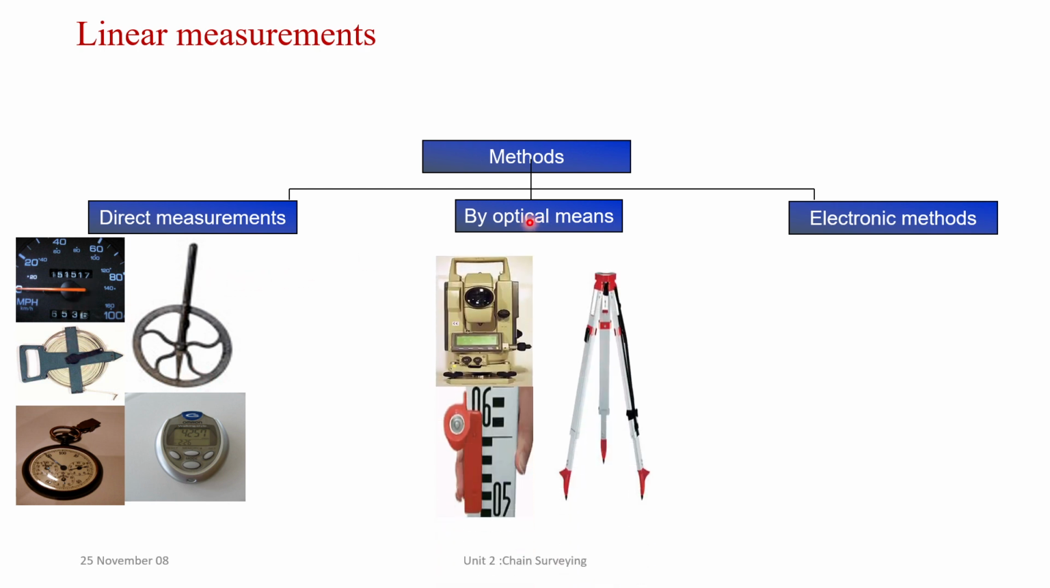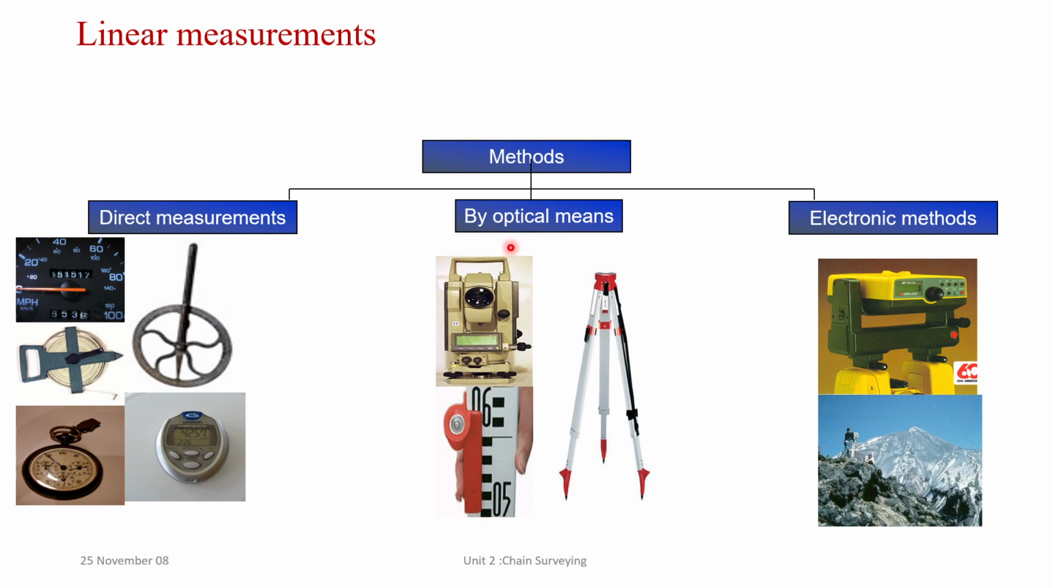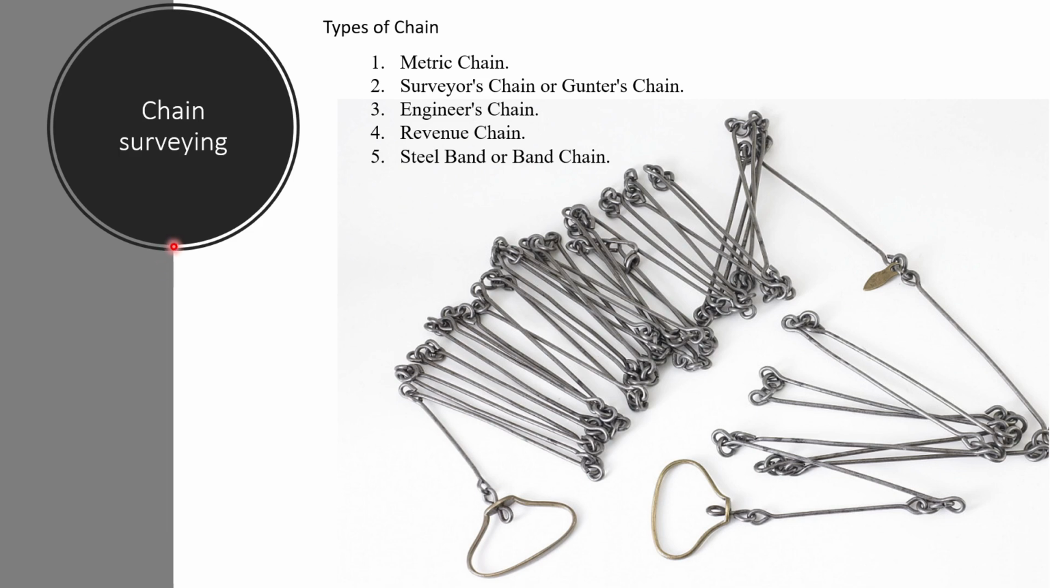By optical means, we will use some optical instruments for measuring the distance, like laser, etc. The third is the electronic method, by which we measure the distance electronically. So on these three parameters we are dividing the measurement. Right now, for first year, we are going to discuss only the direct measurement method. So it is chain surveying.